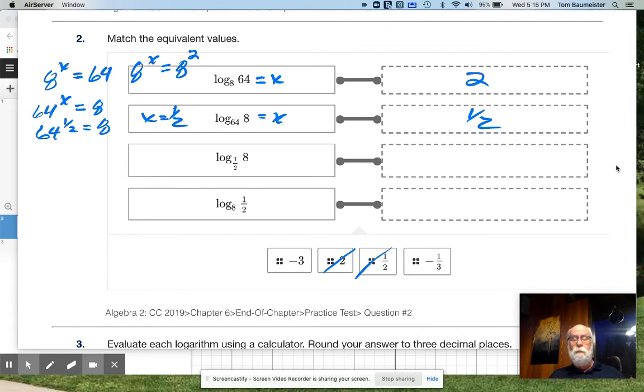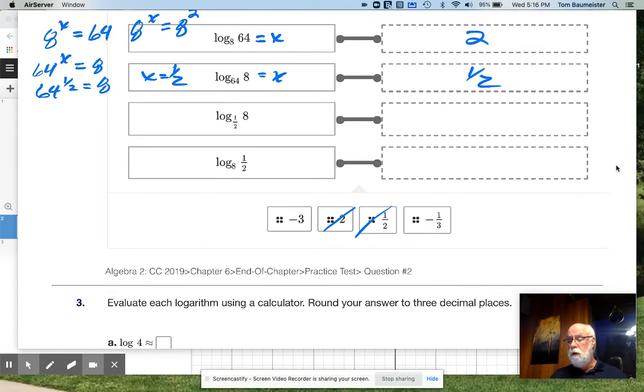All right, and remember, you can only use them once each. So on this one here, we set it equal to x. 1/2 raised to what power equals 8? Well, remember, I'm going to need to flip it, so that means I'm going to have a negative there. And to what power equals 8? So you would tell me on this one, x is equal to -3.